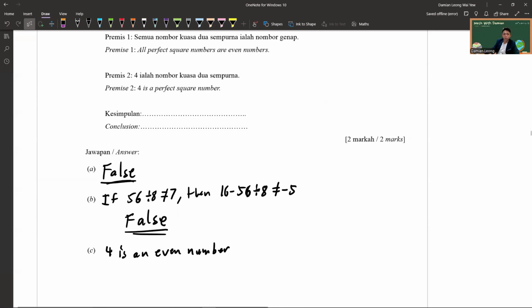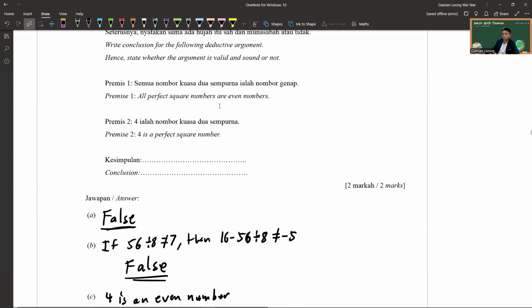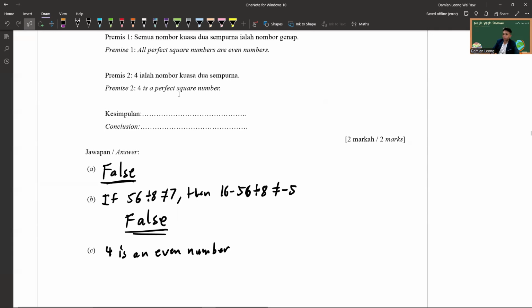So looking at the format, okay, the format is correct. So the argument is valid. Sound or not?